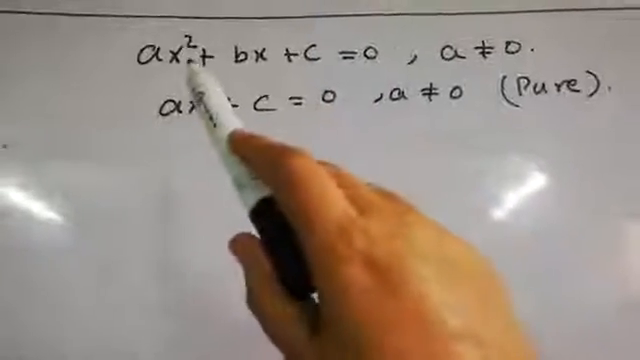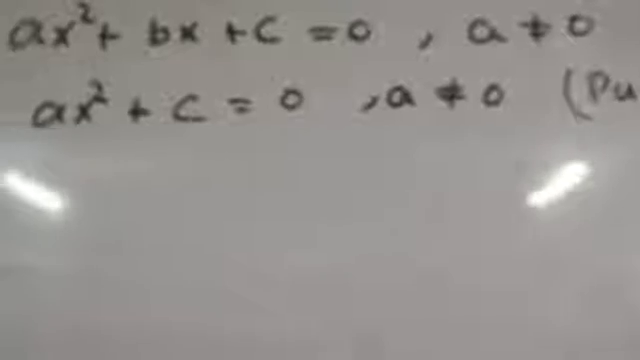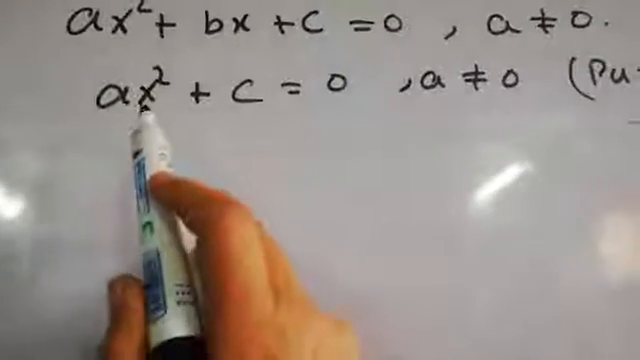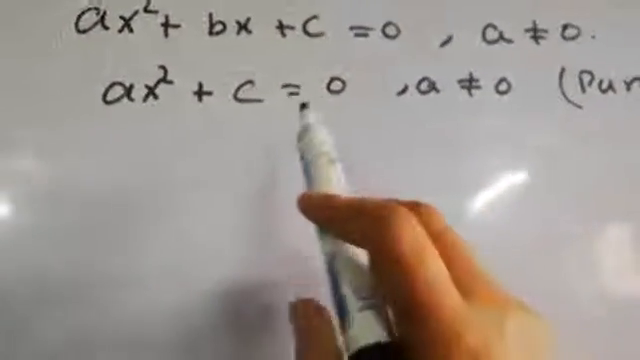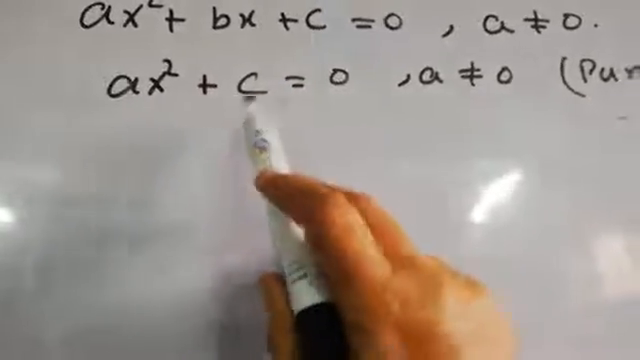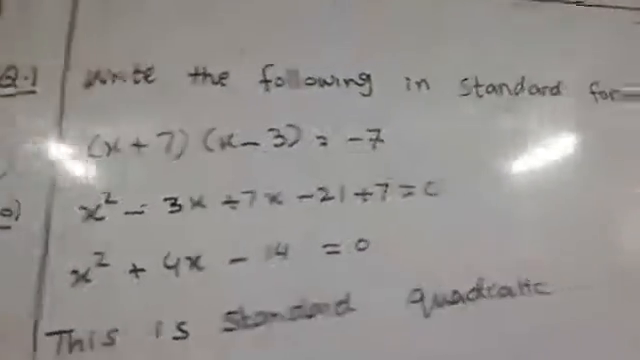This is the standard form of a quadratic equation: ax square plus bx plus c equals 0, where a is not equal to 0. And this second one, ax square plus c equals 0, means the equation in which the value of b is equal to 0, is known as the pure quadratic equation. Okay, now move to question number 1. Write the following in standard form and point out the pure quadratic equations.